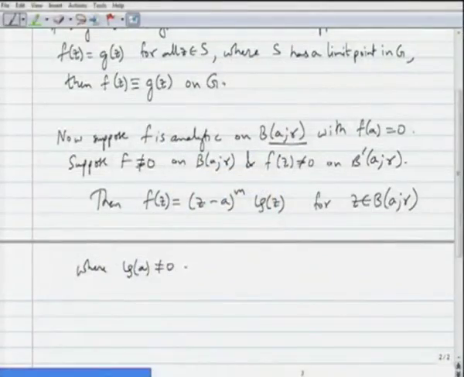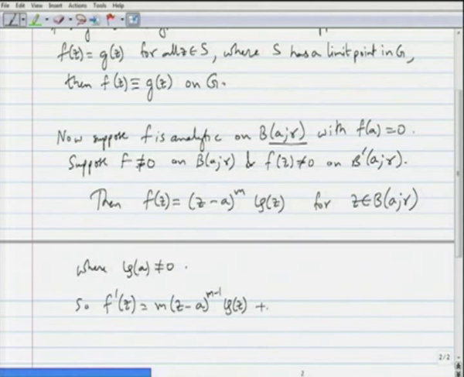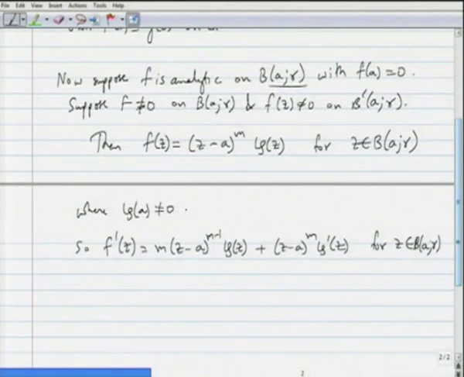What we can say further is that f prime of z has the form m times z minus a to the power m minus 1 times phi of z, plus z minus a to the power m times phi prime of z, valid for z belonging to B(a, r). We are using the product rule. Since f is not identically 0, we can also say that phi of z is not equal to 0 in B(a, epsilon). I have contracted the disk further for phi of z not to be 0, for some positive epsilon. This we know is possible by continuity of the function phi of z. This we saw in the last session anyway.